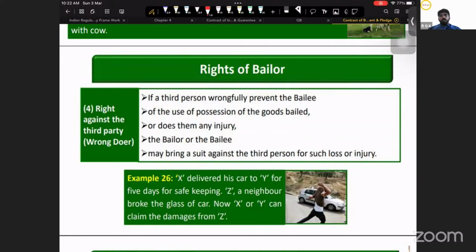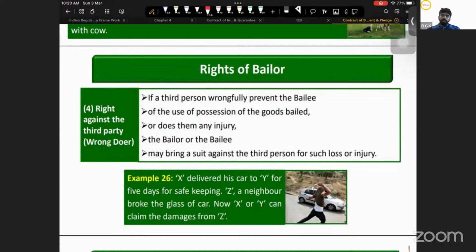If a third party wrongfully prevents the bailee from the use or possession of the goods bailed or does them any injury, the bailor or the bailee, any of them may bring an action against the third party for loss or injury. So it is not that goods are with the bailee, so the bailee only can take an action. Either bailor or bailee, any of them can take an action. X delivered his car to Y for 5 days for safekeeping. Z, a neighbor, broke the glass of the car. Now X or Y can claim the damages from Z.